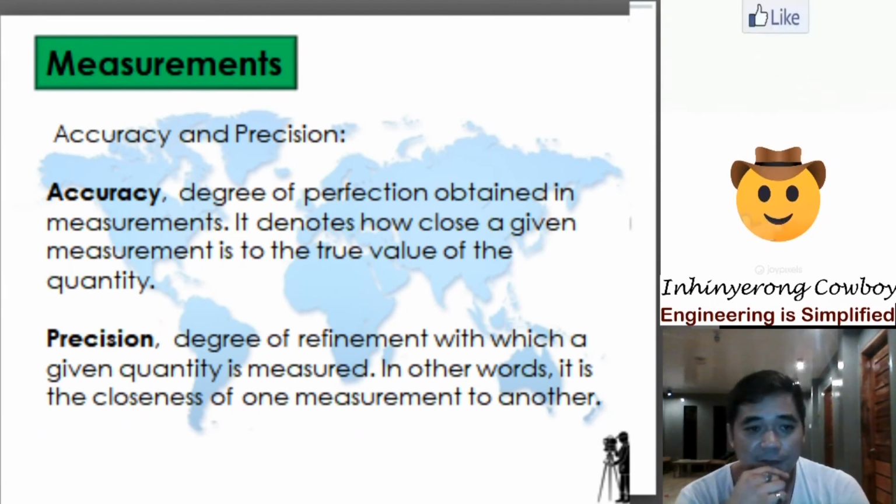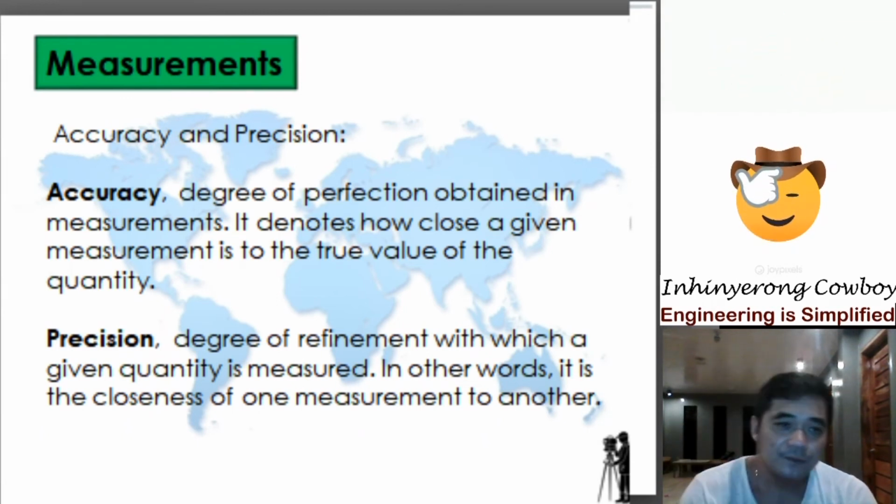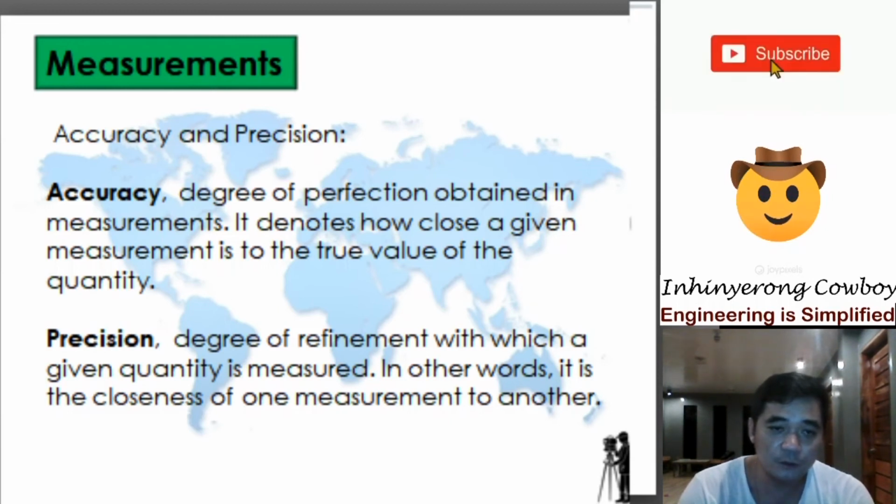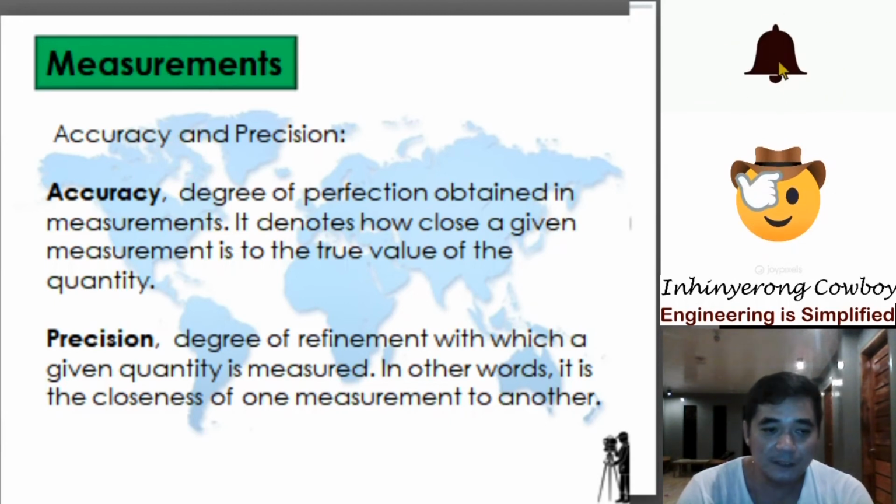Then this one is very important also, the accuracy and precision. Accuracy is the degree of perfection obtained in measurements. It denotes how close a given measurement is to the true value of the quantity. Then precision is the degree of refinement with which a given quantity is measured. In other words, it is the closeness of one measurement to another.